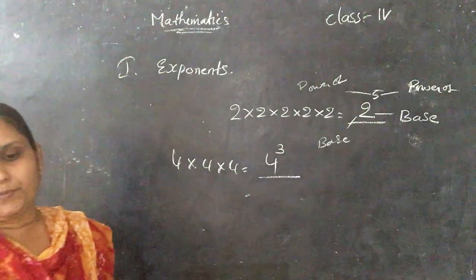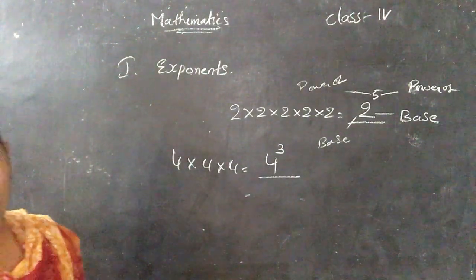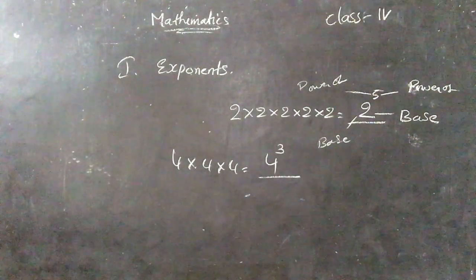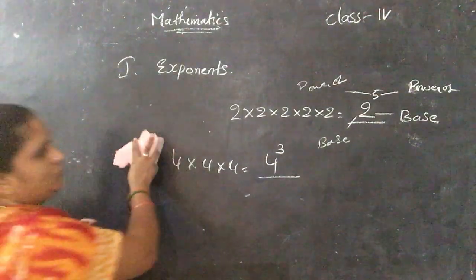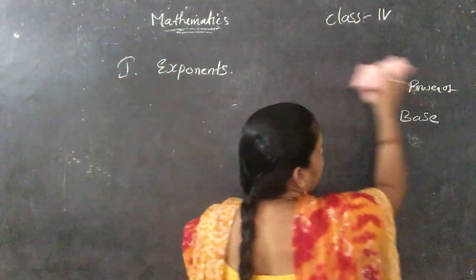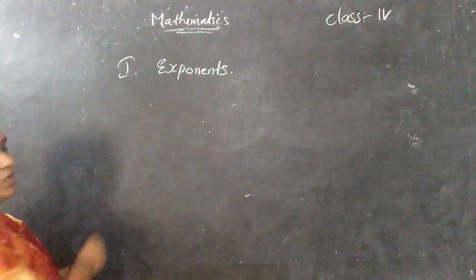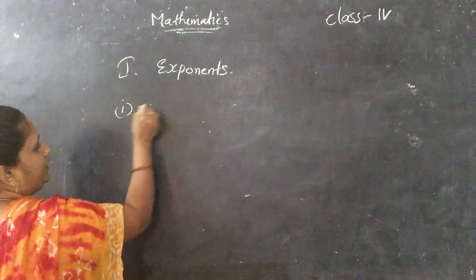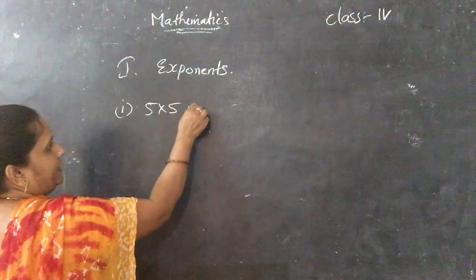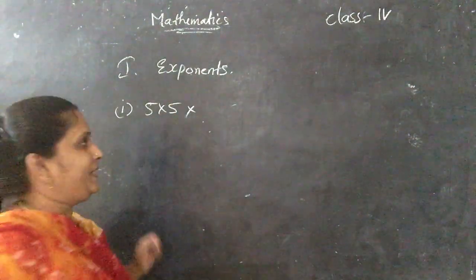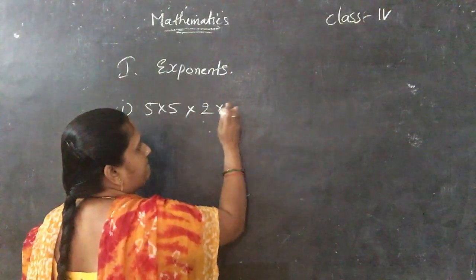In your textbook, 5 and 2 are also given together. If they give it like that, how do we write it? These numbers you can write directly in the textbook itself, children. The first one I am doing for you, and the remaining sums you have to do yourself. 5 is repeated 2 times and 2 is repeated 4 times.